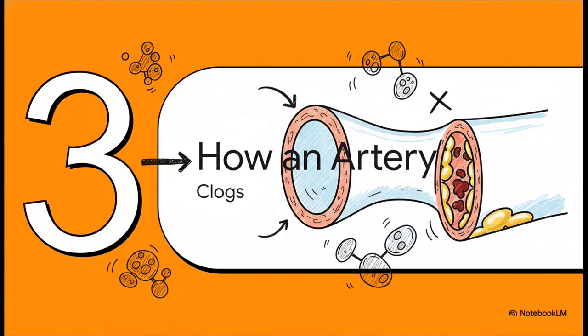All right, so we've profiled the suspects. Now for the main event. Let's look at the crime itself. How does a perfectly clean, smooth artery turn into a clogged, dangerous pipe? Let's break it down, step by step, the real pathophysiology.